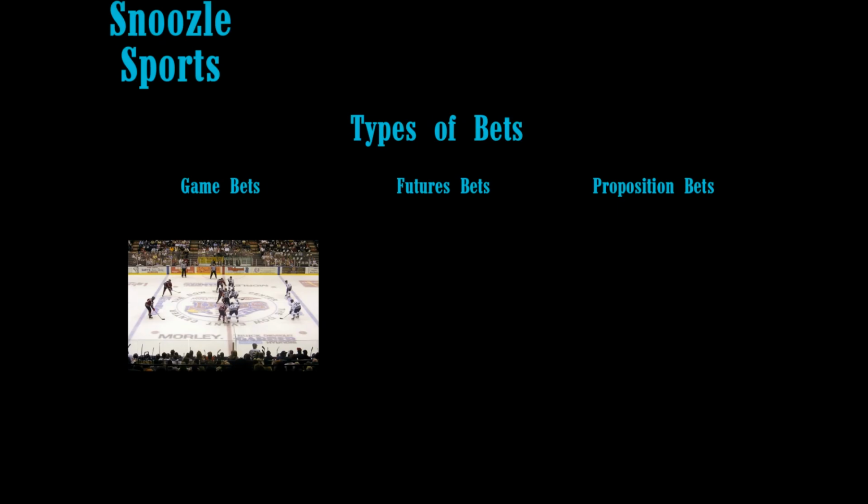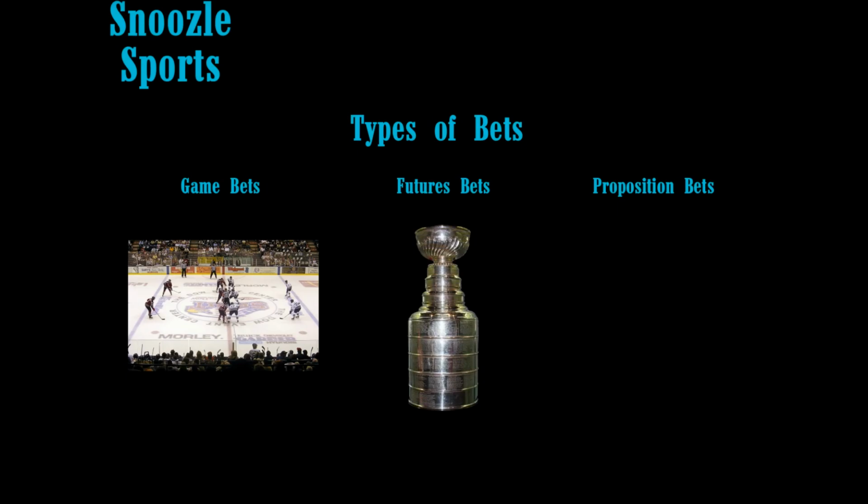In baseball and in American football, you generally don't have draws, but in some other sports, specifically soccer, association football, and hockey, you'll see draws. Then there's futures bets, where you bet on who's going to win a championship or who has the most scores in the whole season.